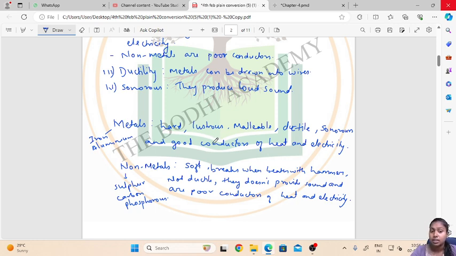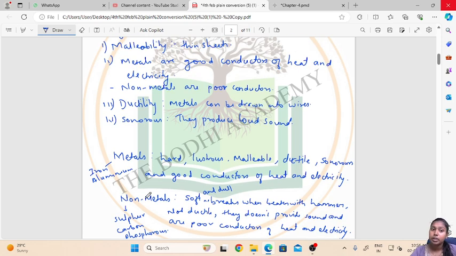So what are metals? Metals are hard, lustrous, malleable, ductile and sonorous, and are good conductors of heat and electricity. Examples are iron and aluminium. Non-metals are soft. They break down when beaten with hammer. They are non-ductile. They are soft and dull. So there it is hard and lustrous means shiny. Here they are soft and dull. Dull means they are not shiny. So soft and dull. They break down when beaten with hammer. Non-ductile. They are not ductile. They don't provide sound and are poor conductors of heat and electricity.